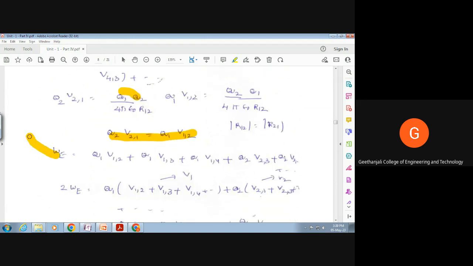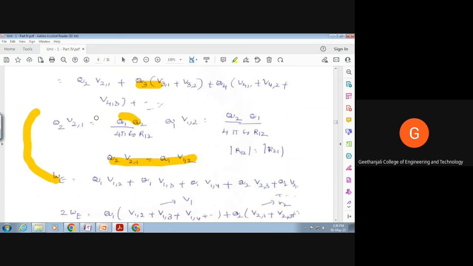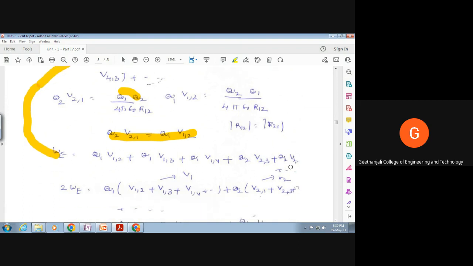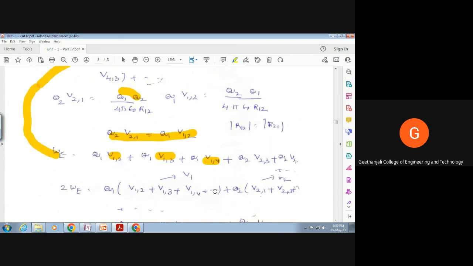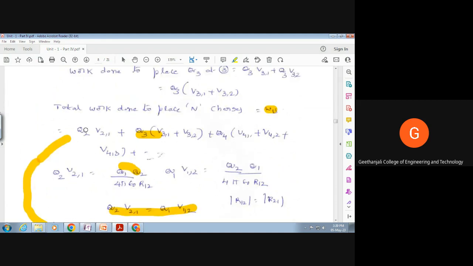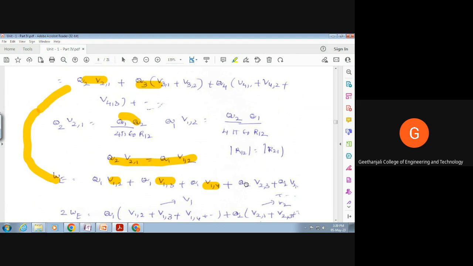So when I add these two series, we have two different expressions for the same WE. This is one expression, this is another expression. Now when I add these two, 2WE is equal to Q1 into, now let us arrange the terms in this particular way. Q1 into V12 plus V13 plus V14, like that, V15, and so on. What is the last one? V1n. Plus Q2 into V21 plus V23 plus V24, like that.